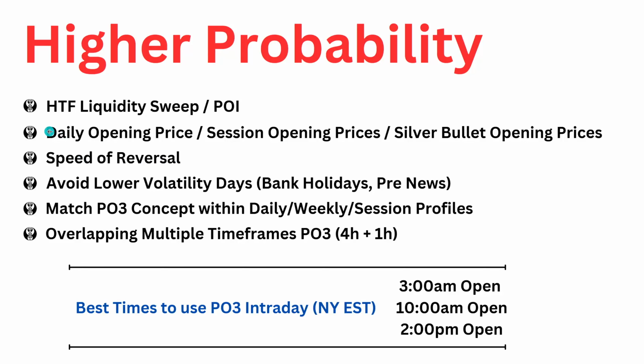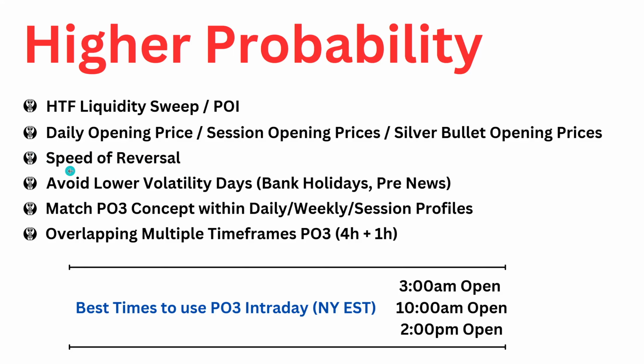Now, other scenarios that create higher probability scenarios are daily opening prices, session opening prices, and silver bullet opening prices. If we expect the daily candle is going to be bullish, we want to be a buyer below the daily open. If we expect the session is going to be bullish, we want to buy below the session open. Same for the silver bullet, which is an ICT kill zone model in itself.